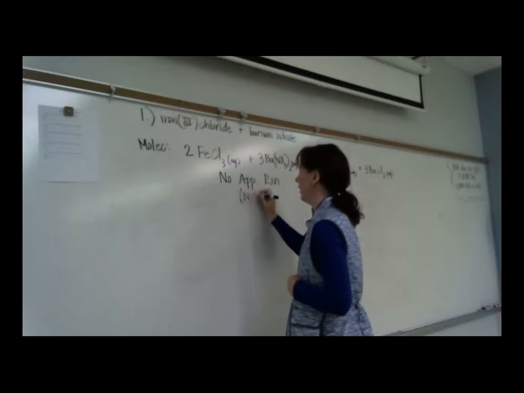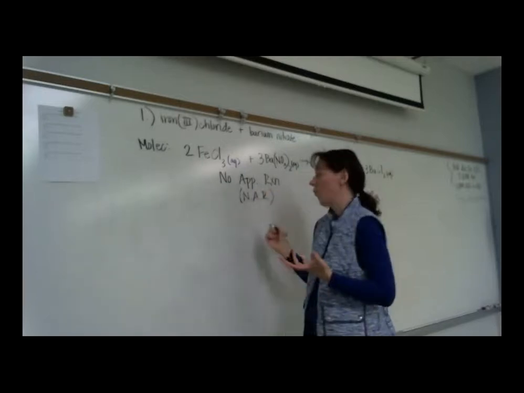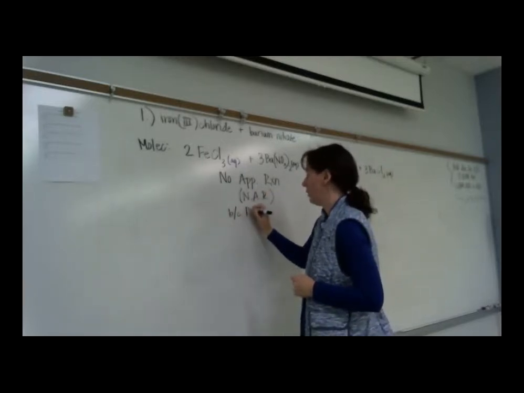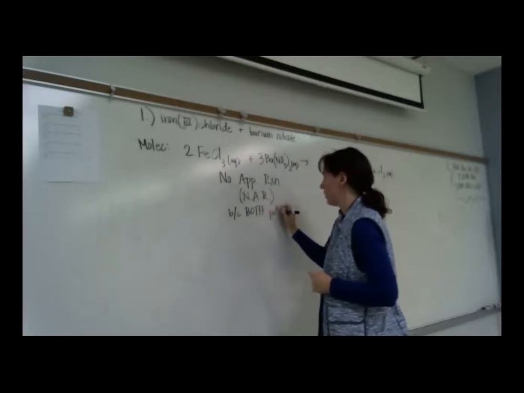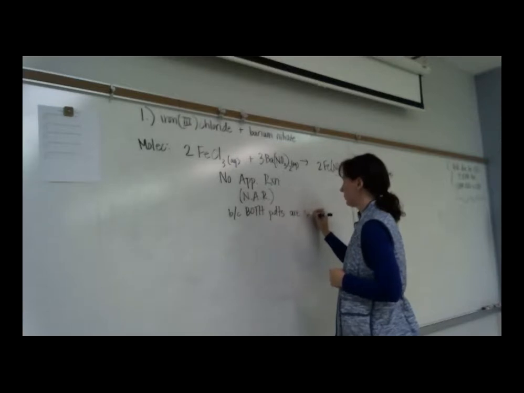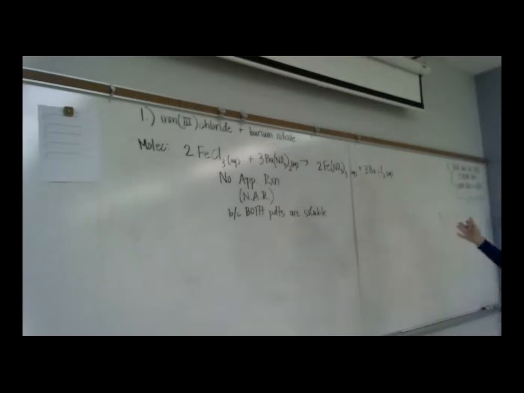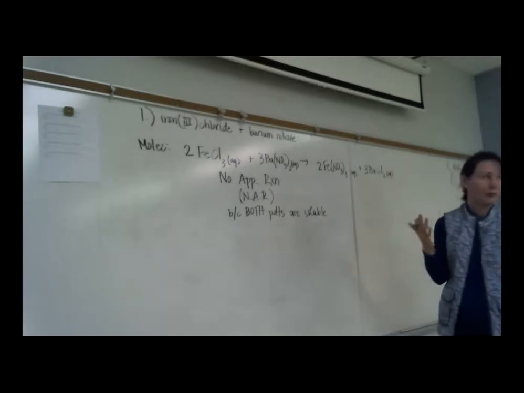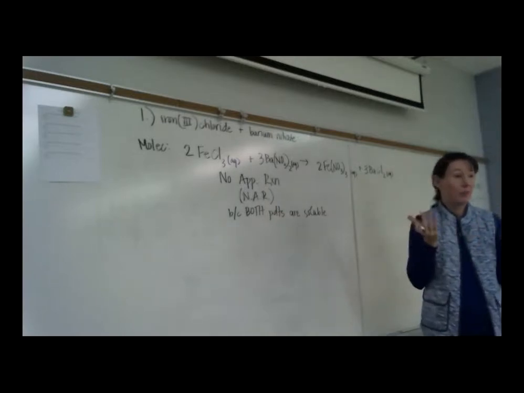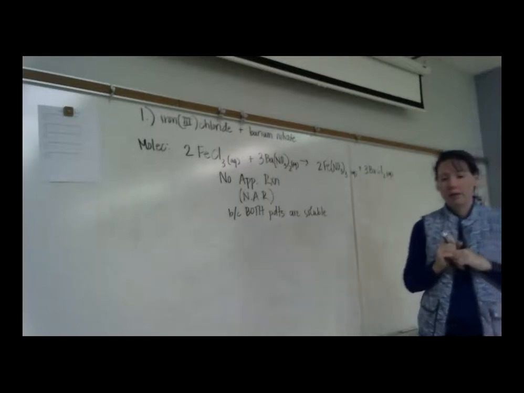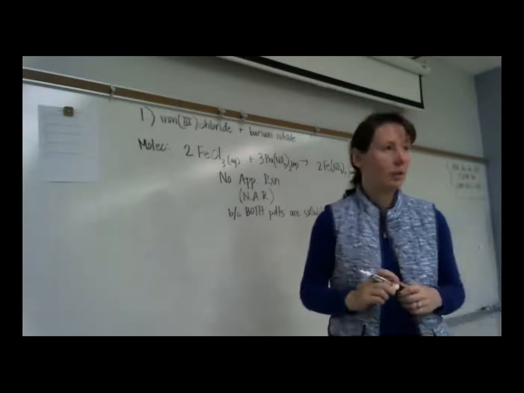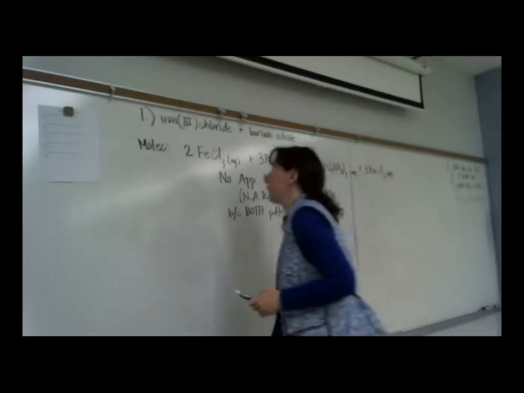You can just write NAR, right? And why? Because both products are soluble. If you go through and you dissociate every single one of these, it's all going to cancel out, right? Iron 3 nitrate, soluble. BaCl2, soluble. So everything's going to cancel out. So I mixed 2 solutions and nothing happened, right? There's no apparent reaction occurring here. Do we agree on number 1? No apparent reaction. All right, let's do number 2.